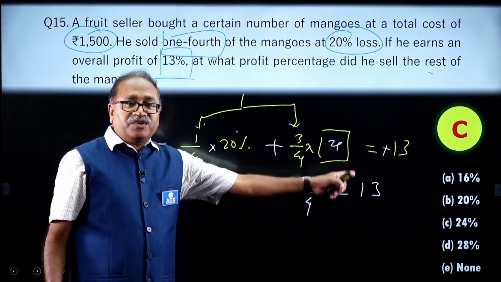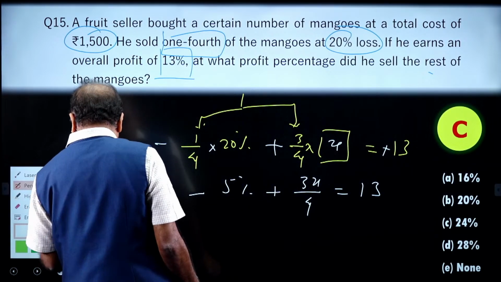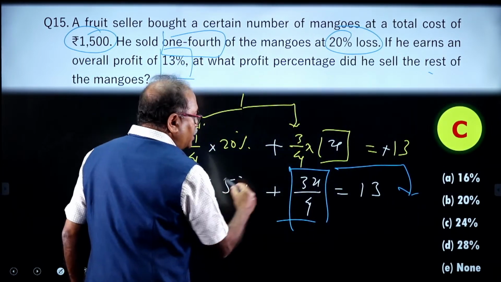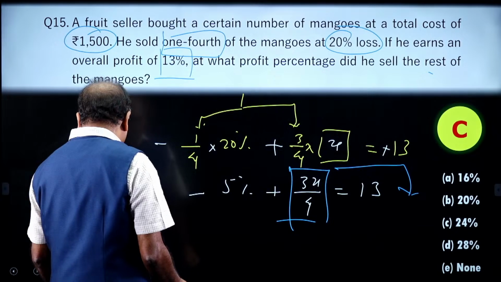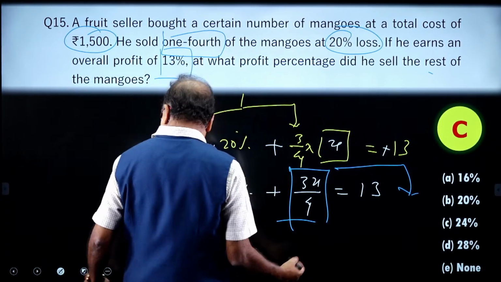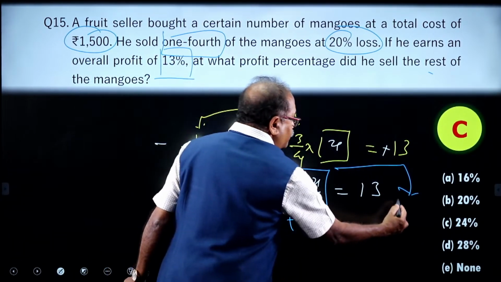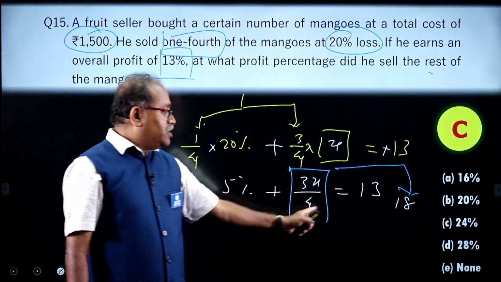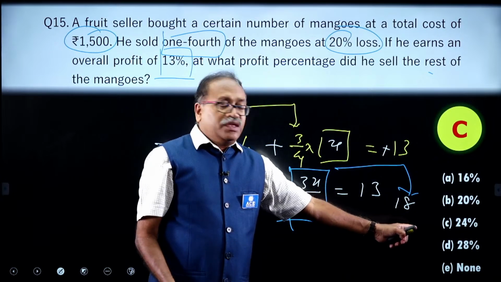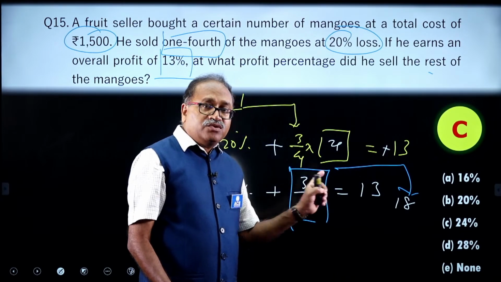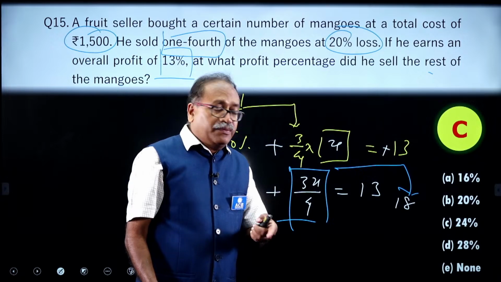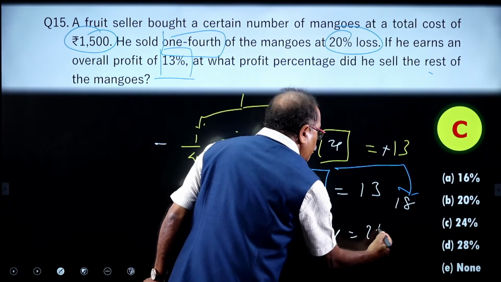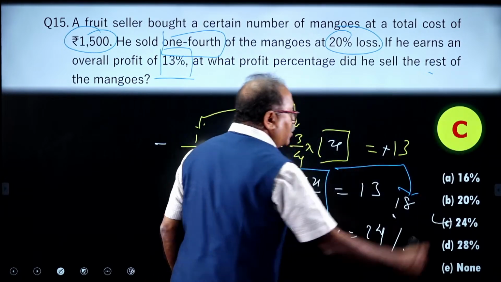So 3x by 4 is equal to, look at this part, 3x by 4 equals 13, and minus 5 will become plus 5, so that is 18. So with 3 that gets cancelled 8 times, and 8 4s are 24. So what is the profit x value? 24. That is what the question asks. So x is equal to 24%. That's your answer. Option choice D.